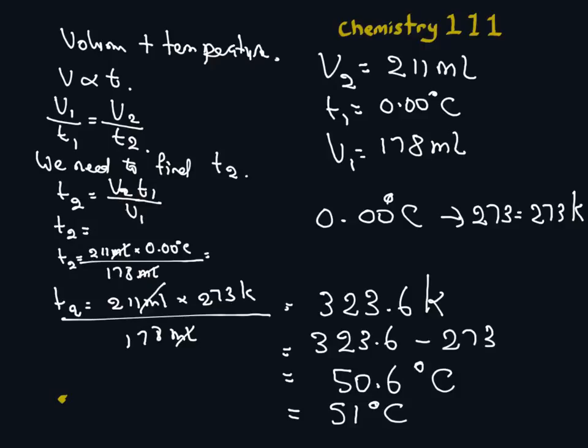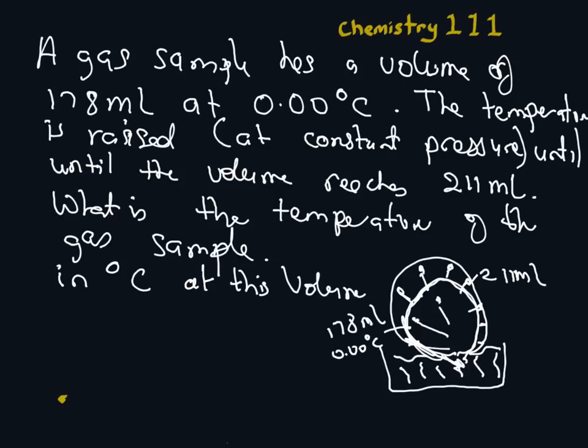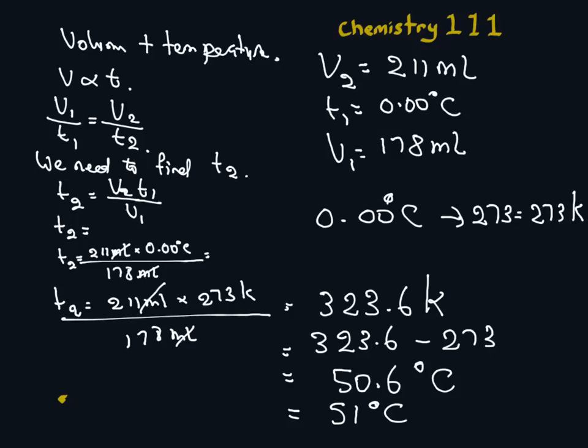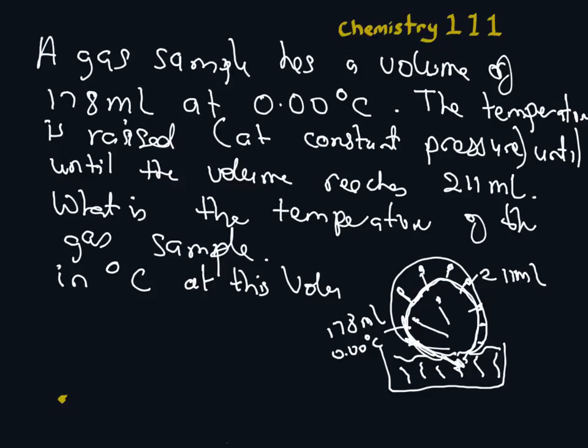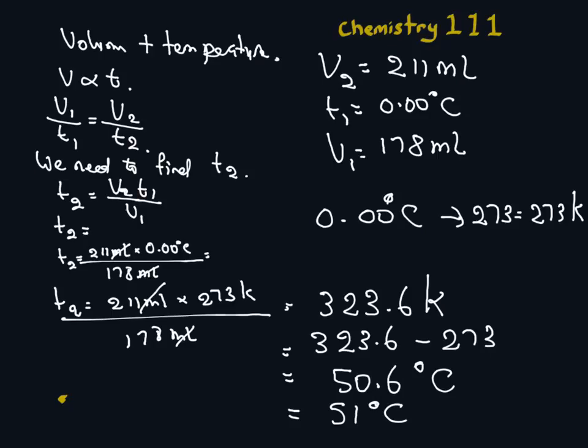So we know that the final volume is 211 milliliters. The initial temperature is 0 degrees Celsius and the initial volume is 178 milliliters. You don't have to change the milliliters to liters because they would cancel, so you can leave it the same. Now they want the answer in degrees Celsius, so you don't have to change the degrees. So you put it in, and you get T2 is equal to this over here.